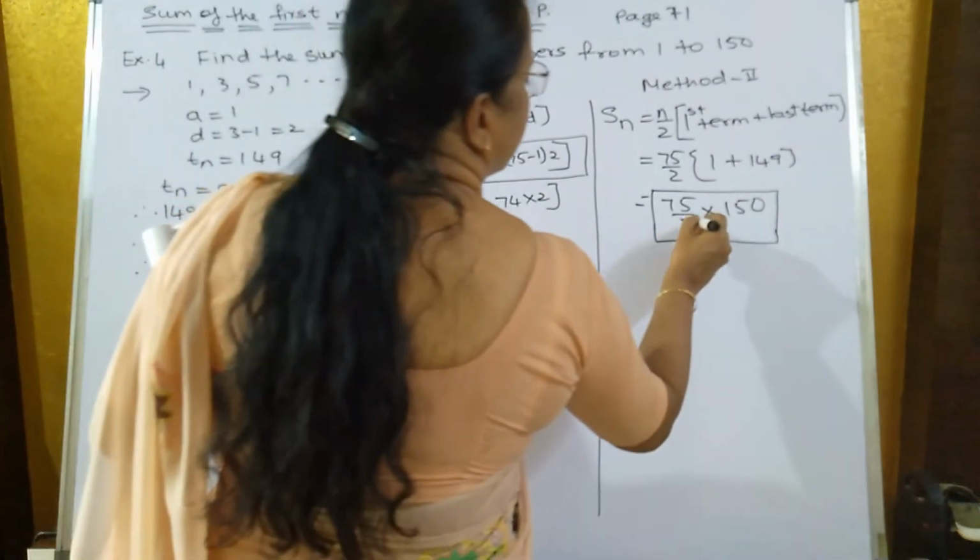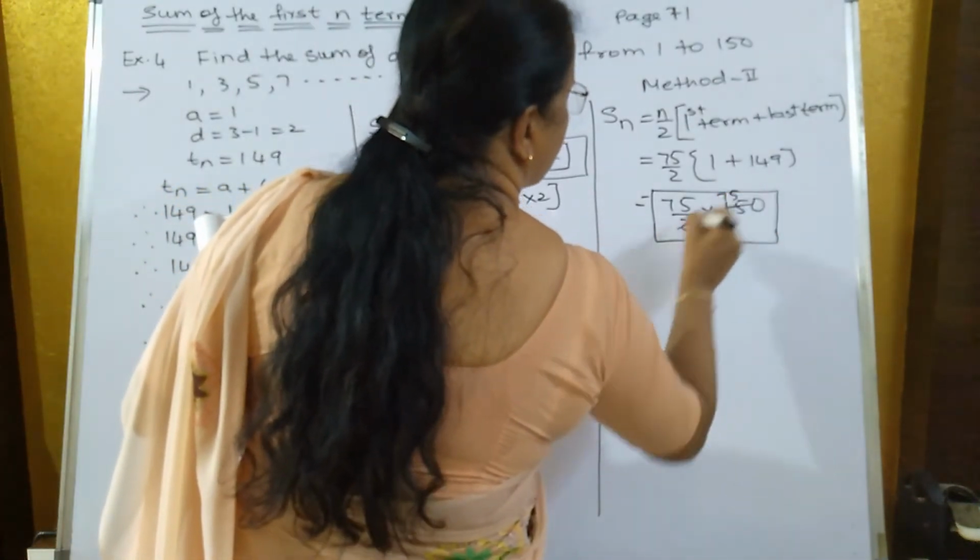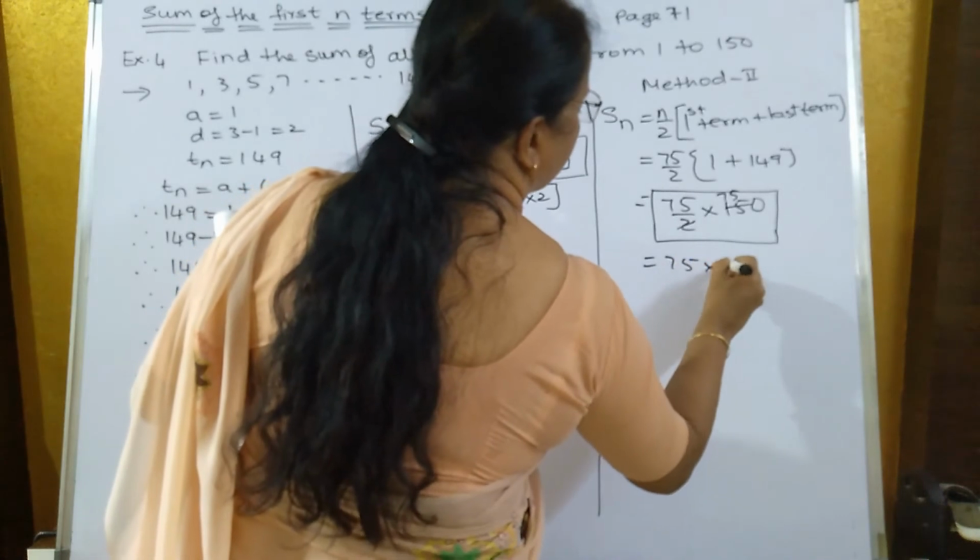When you cancel this, you get what? 75. So 75 into 75 is equal to how much?